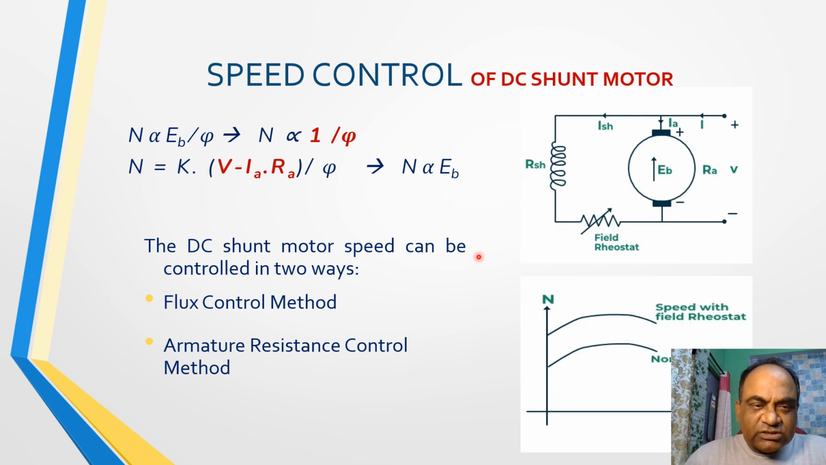The DC shunt motor speed can be controlled in two ways: by the flux control method, and the other is the armature control method, that is by controlling EB. EB is equal to V minus IARA. This is what we are talking about.